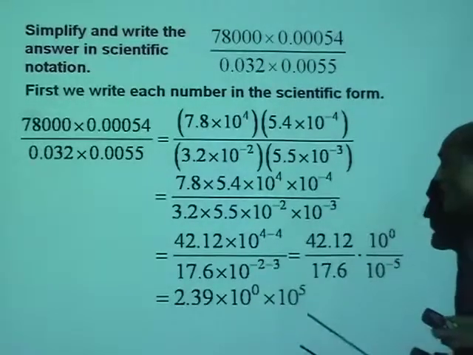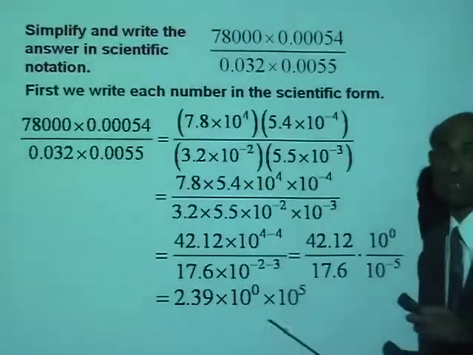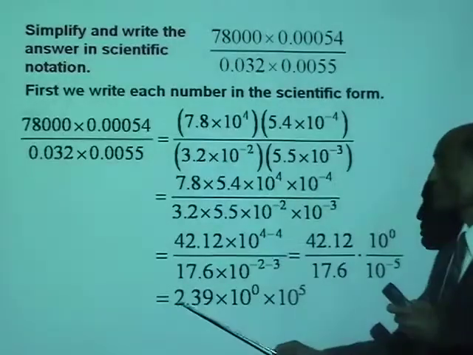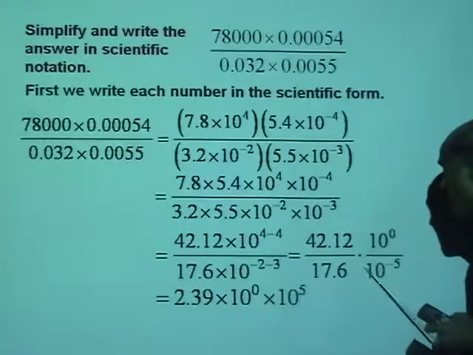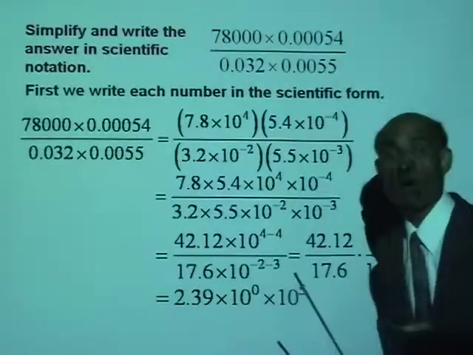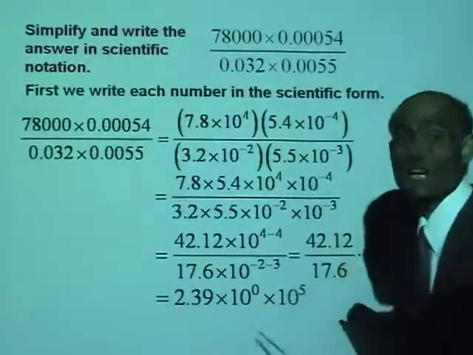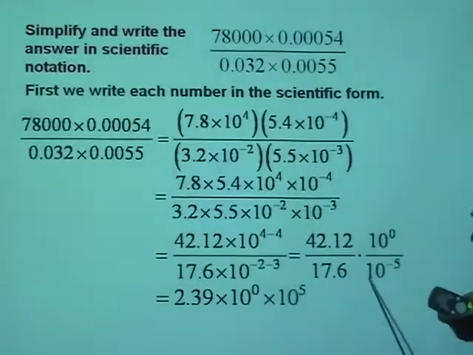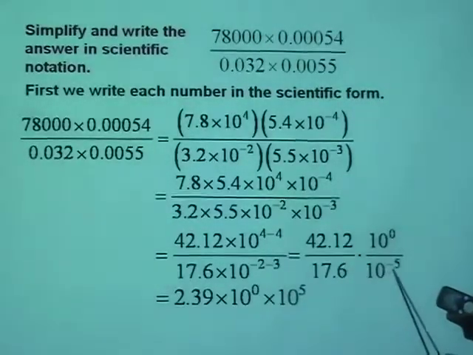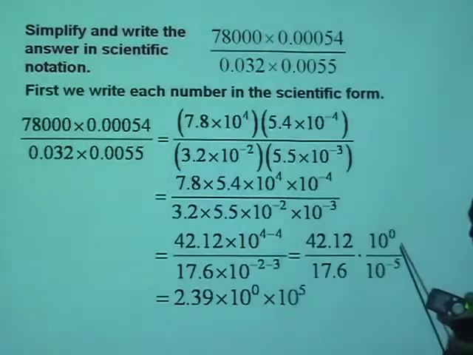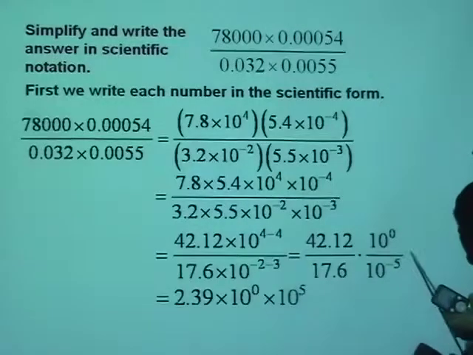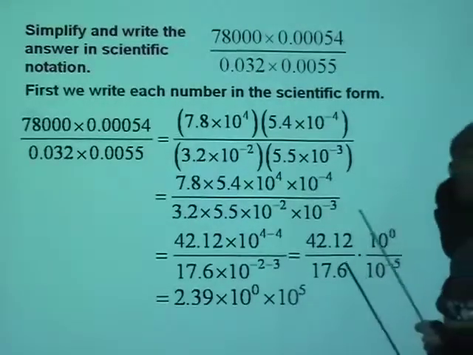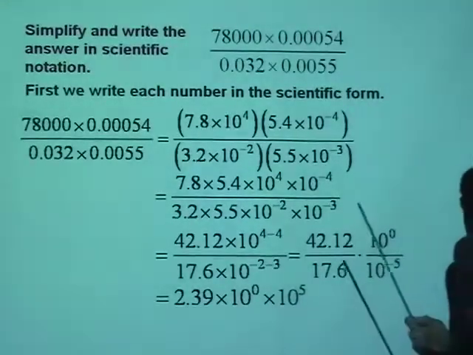42.12 divided by 17.6. You need to do that. I got it as 2.39. And remember, in scientific form, the power of 10 cannot be on the denominator. So this power of 10 on the denominator needs to go up. 10 to the power of -5 going to the numerator becomes 10 to the power of +5.